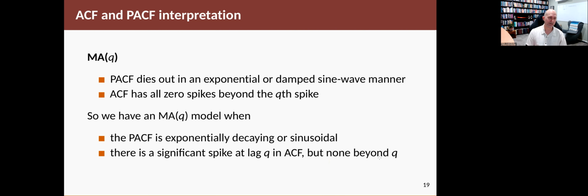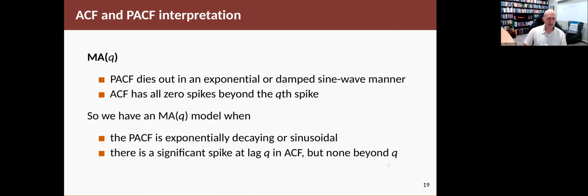If you've got an MA(q) process, then it's like the AR(p), but with the PACF and the ACF reversed. So you get the exponential or damped sine wave on the PACF, and you get the ACF having significant spikes up to, and possibly including, the qth spike, but not necessarily all the spikes up to q. The last significant one is the qth spike, and then none beyond that.